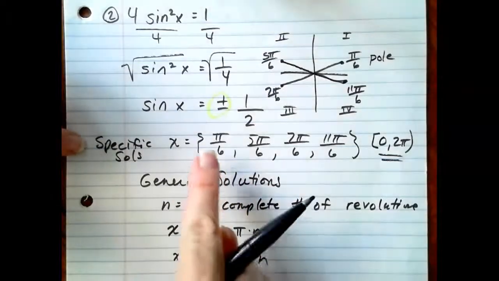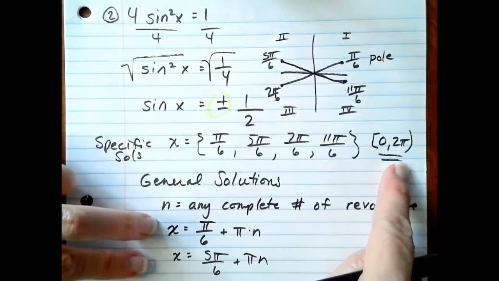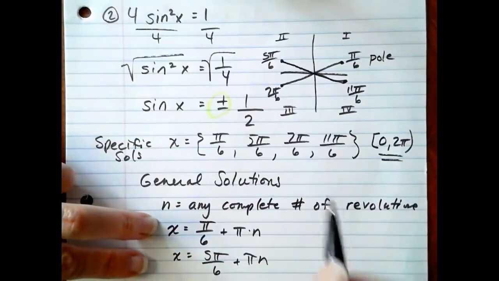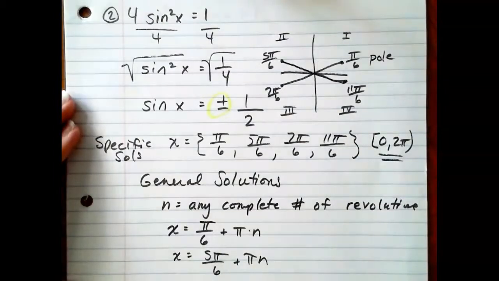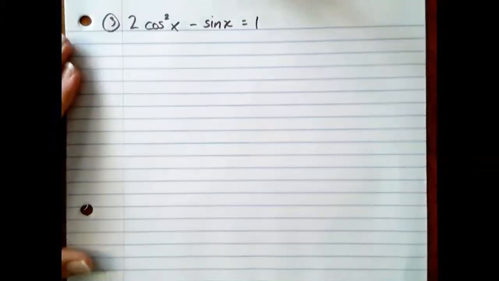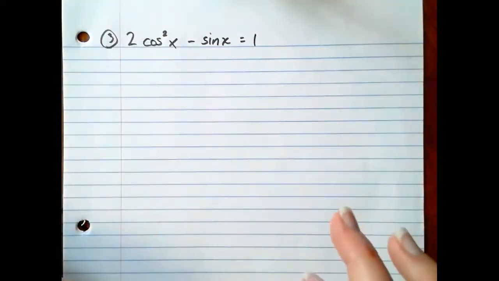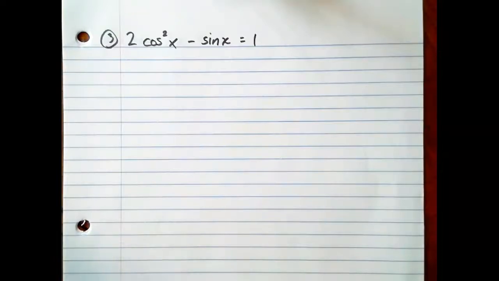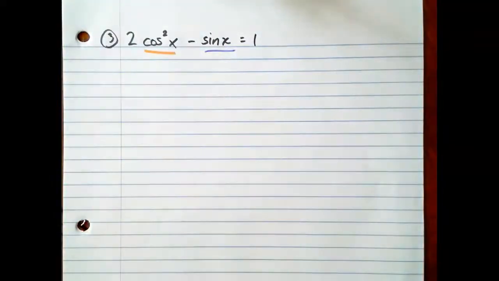So specific solutions, 1, 2, 3, 4 of them within the domain slice, and then 2 general solutions. Remember, general solutions give us infinitely many solutions that might work, and that would be the general solutions. That's number 2. Number 3, one similar to one we did in class, where we need to make a substitution, because right now we have an equation in terms of cosine and sine, and this is not helpful.